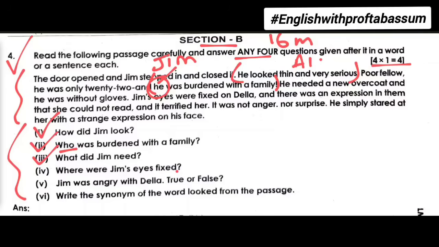In the passage it is given he needed a new overcoat and he was without gloves. So you change it into he needed a new overcoat and gloves. That is the answer. Next one, where were Jim's eyes fixed? So either you can write his eyes were fixed on Della or you can write Jim's eyes were fixed on Della.